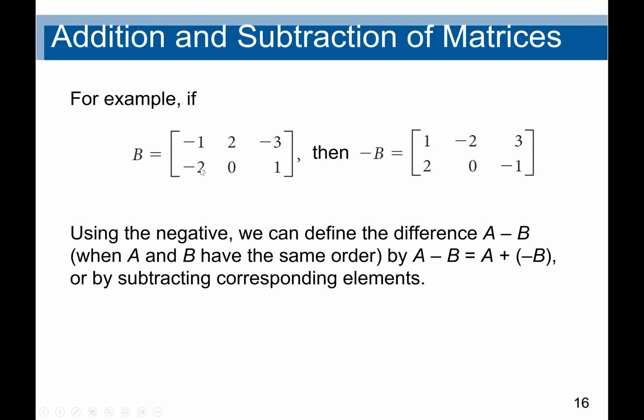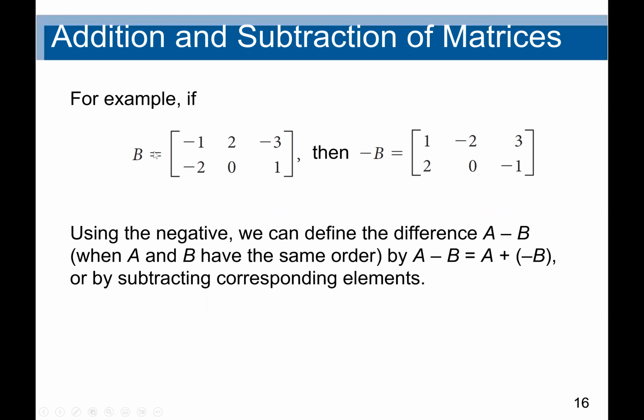B is -1, -2, 2, 0, -3, and 1. Now, if I'm going to look for the negative B matrix, then I'm going to multiply -1 by all the elements or values. So -1 becomes +1, +2 becomes -2, -3 becomes +3, -2 becomes +2, 0 will be 0, and 1 becomes -1. Now, using the negative, we can define the difference between A and B.